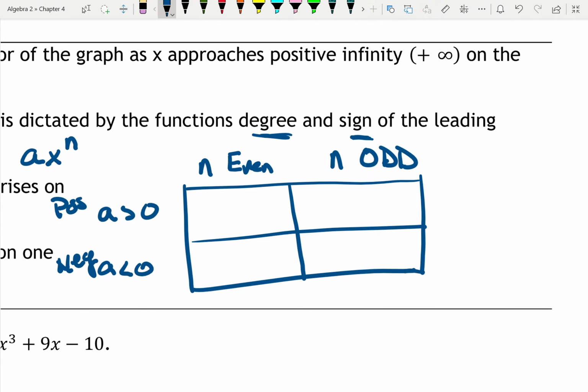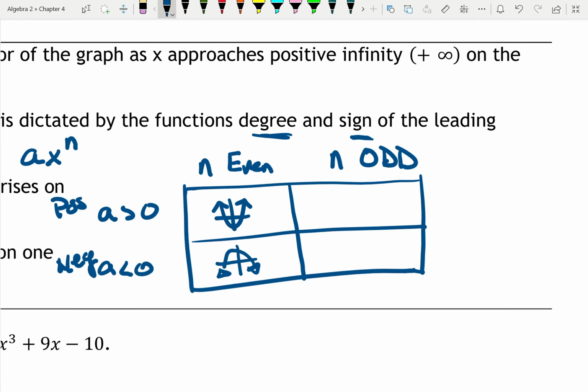So for a being greater than 0, looking at the upper left box here, a being greater than 0, so a positive coefficient, and n being even, that would be something like a parabola. So I think about a parabola facing like that. Right below it, again, n being even, so still like a parabola, right? Degree 2 would be a parabola. But a is less than 0, that would be a parabola facing downhill.